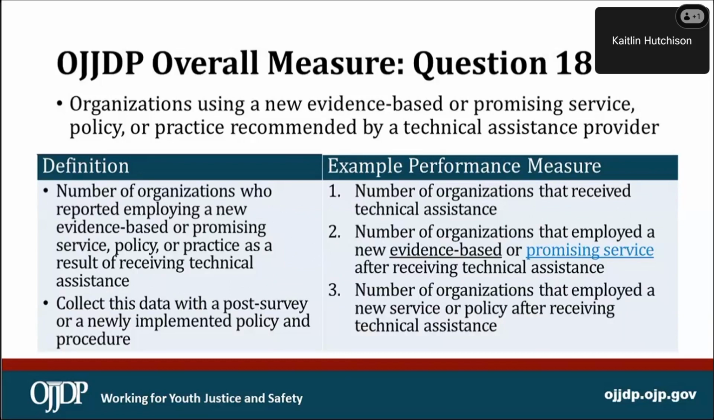And question 18 asks about organizations using a new evidence-based or promising service, policy, or practice recommended by a technical assistance provider. When reviewing this question, remember that a promising practice is an evidence rating on a Model Programs Guide that indicates a program that has some evidence that it achieves its intended outcomes. More extensive research is recommended, and you can read more about promising practices or promising services at the Model Programs Guide Review Process and Evidence Rating. You'll look for promising programs that are represented throughout the website with a promising icon that looks like a yellow check mark.